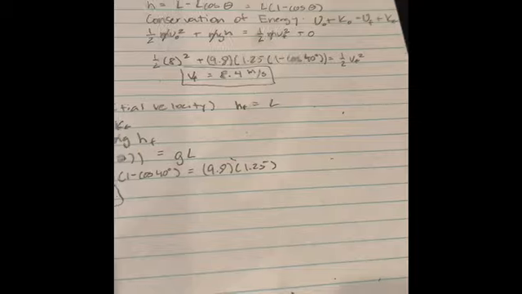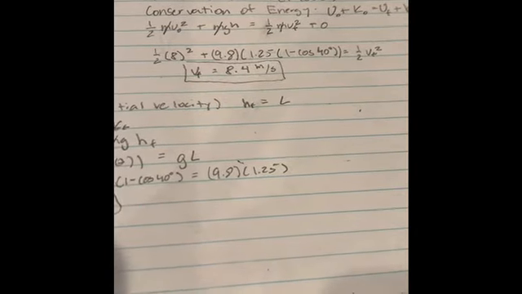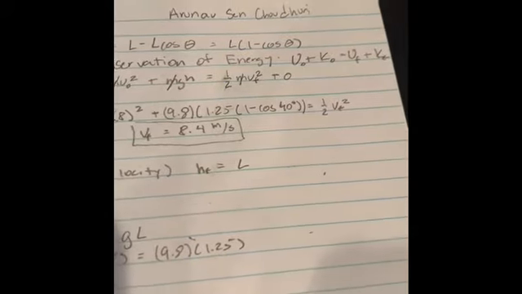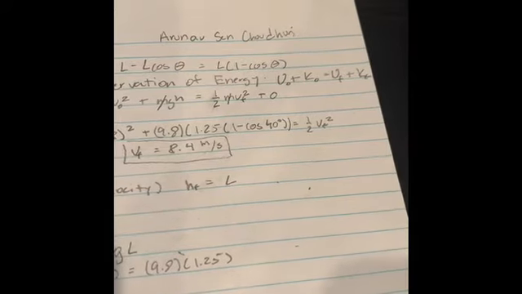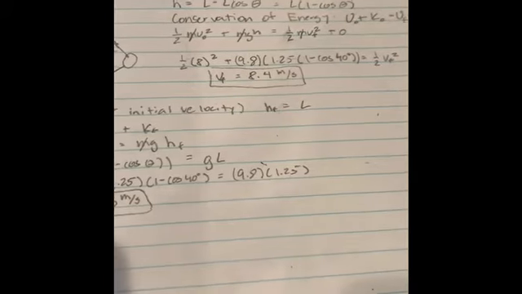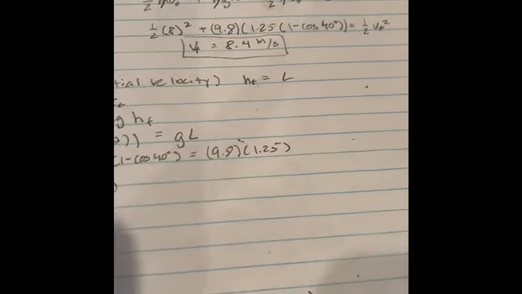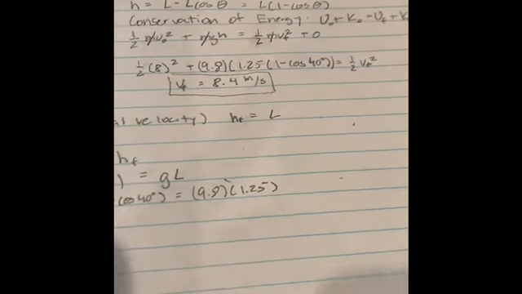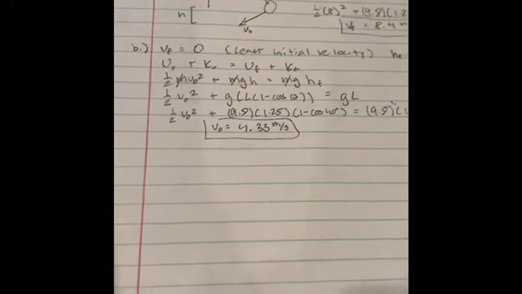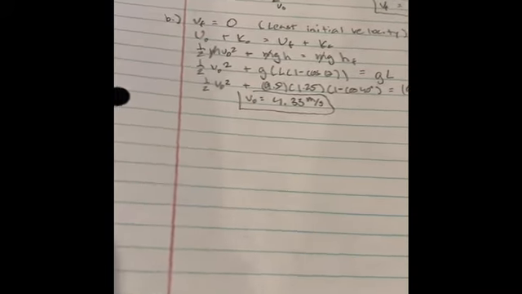So you put the numbers in, and you use the equation from above, h is equal to L times 1 minus cosine theta. You put the values in, and you get the final velocity as 8.4 meters per second. Now we go on to B, which asks for the least value that V naught can have if the pendulum is supposed to swing from its initial position to a horizontal position.